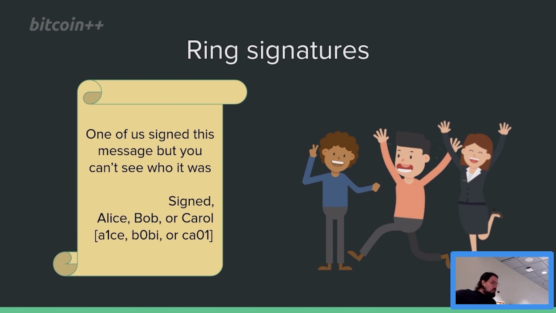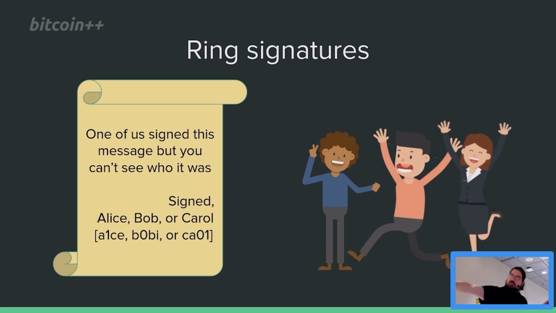Let's say you've got a group of 3 people, and they all want to do this thing where they sign a message, or at least one of them signs a message, without revealing which one he or she is. So here they've got a little message called, one of us signed this message, but you can't see who it was. And then there's a signature on it. And you can aggregate all these three people's pub keys into something called a ring. And you can take the signature and pass it around on the ring. And you can see, okay, I know that at least one of these people signed this message, but I can't tell which one of them did it.